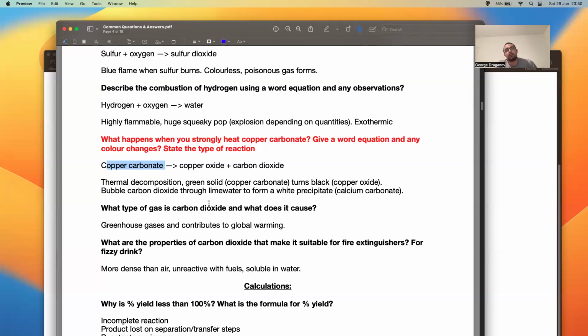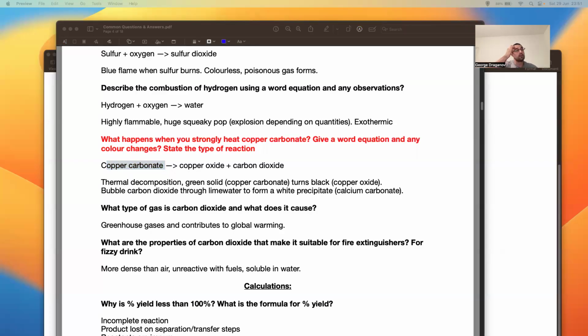The reason it's used in fizzy drinks is that it's soluble in water. So when you bubble the CO2 into the water and dissolve it and close the can and pressurize it, when you open the can, that's when you get the bubbles coming out. Okay, so these were the main points there.